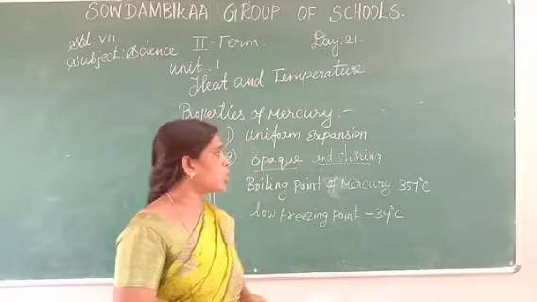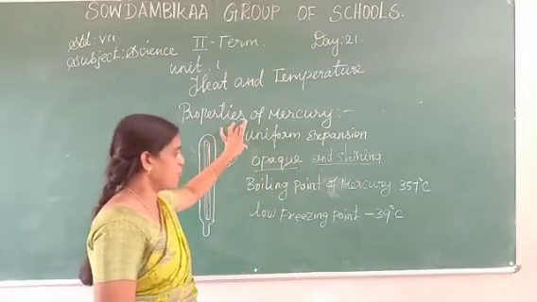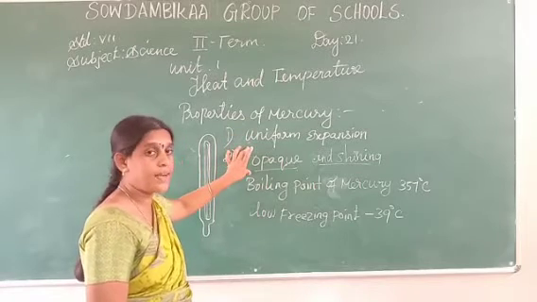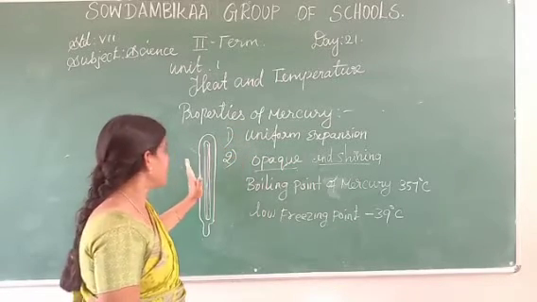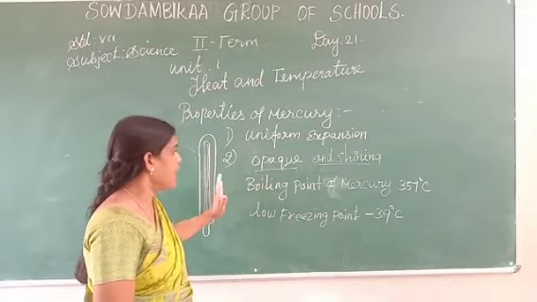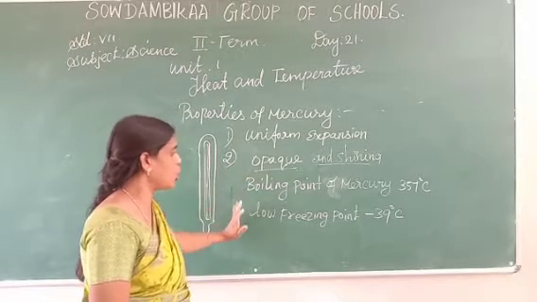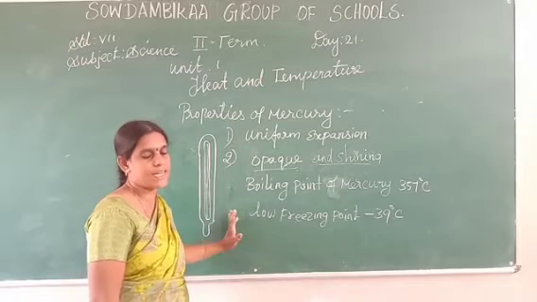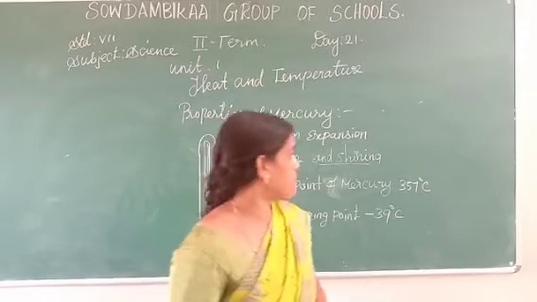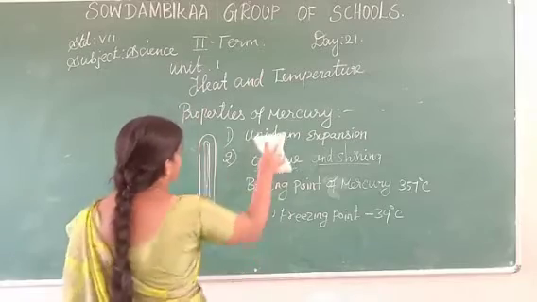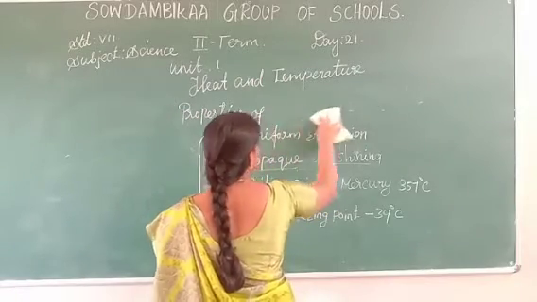Yes, are all clear about the properties of mercury? Uniform expansion, it is opaque and shiny, it does not stick to the sides of the tube, the boiling point of mercury is 357 degrees Celsius, and the low freezing point is minus 39 degrees Celsius. Next we see the properties of alcohol.